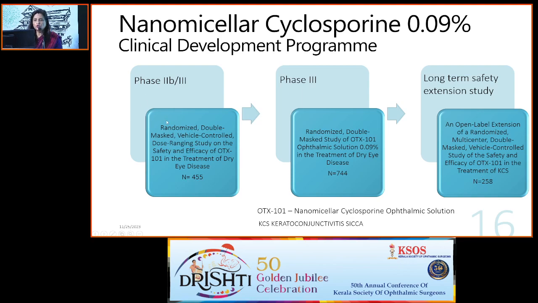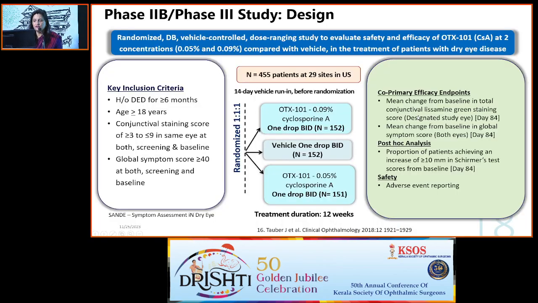So it has gone through three phases: phase 2B, three phase 3 clinical trials, and the long-term safety extension study. This was the phase 2B, phase 3 study, which looked at nanomicellar cyclosporin, which came by the term OTX101, 0.09%, vis-a-vis vehicle, vis-a-vis 0.05%, because they wanted to look at which concentration is better, 0.05% or 0.09%. The treatment duration was 12 weeks.